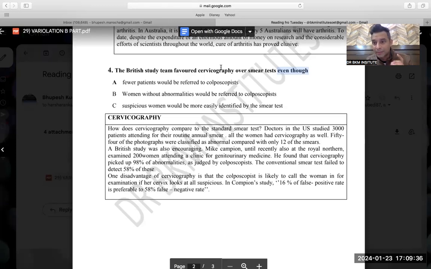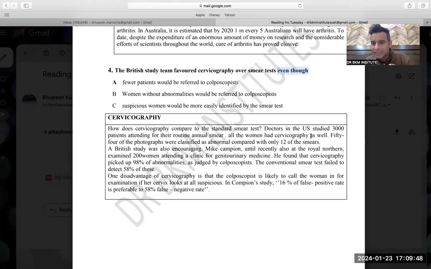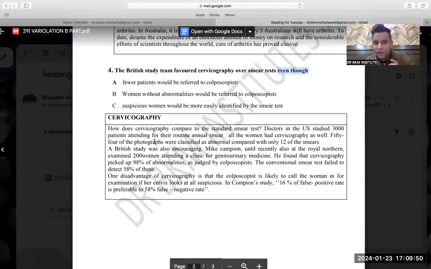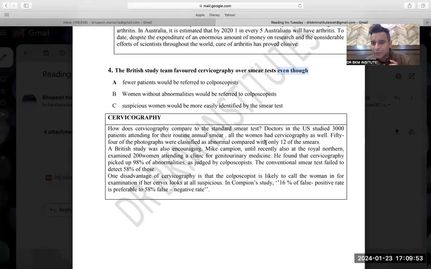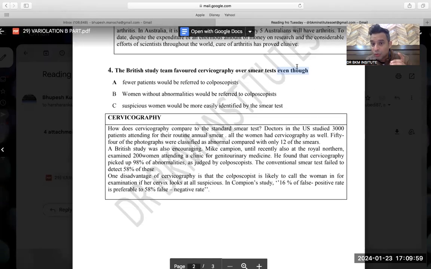So now I am completely okay. Cervicography negative thing or smear test positive thing. I have to find one thing. How does cervicography compare to standard? Doctors in the US studied 3,000 patients attending for their routine annual smear. All the women had cervicography as well. 54 of the photos were classified as abnormal compared with only. So I know I don't have the answer in that, and that is where I save my energy. I know I spent more time in understanding the question, but now the concept is clear.